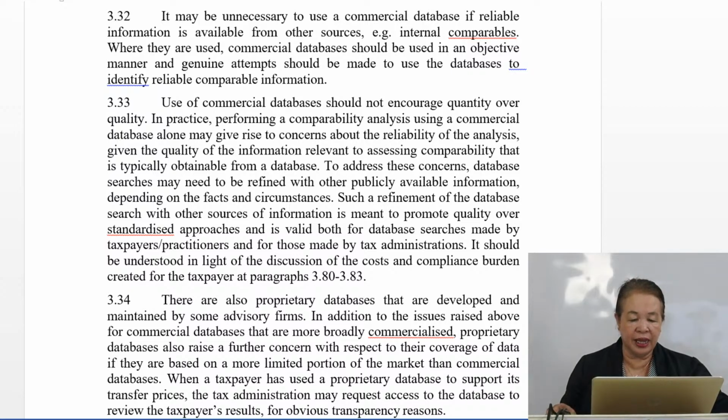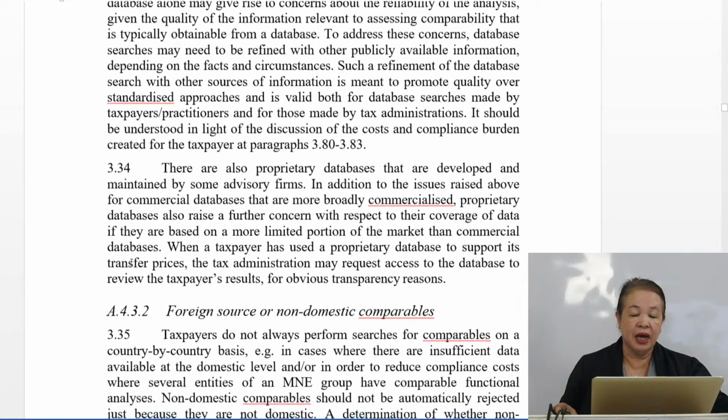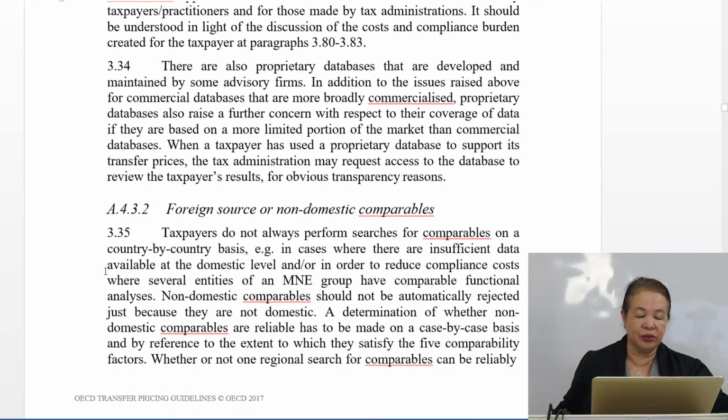to 3.83. No? So there are also proprietary databases that are developed and maintained by some advisory firms. Yun yung pumunta sa akin dito sa Pilipinas from Japan na they are maintaining their own databases. And that is, they made it available to me, pero siyempre magbabayad ka. No? Kasi may gastos din yung kanilang maintenance ng database.